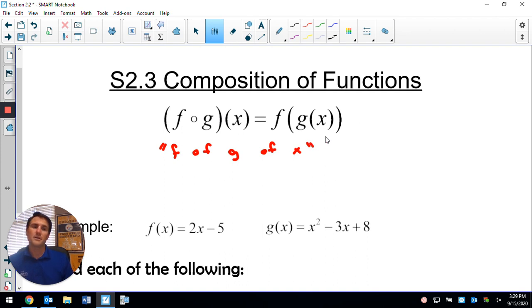Now, we work from the inside out in our function. So we're actually going to calculate the g of x part first, and whatever that result is going to be plugged into the next function in line. And you could have several functions. You could have f of g of h of x, and that would be three functions. Okay, so let's take a look at a few of the examples down here.